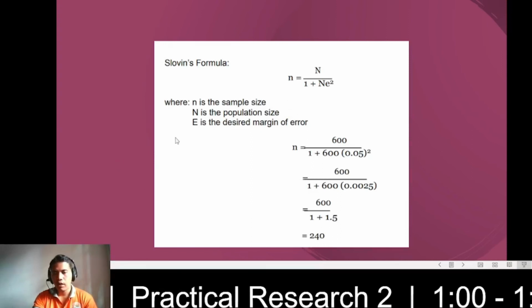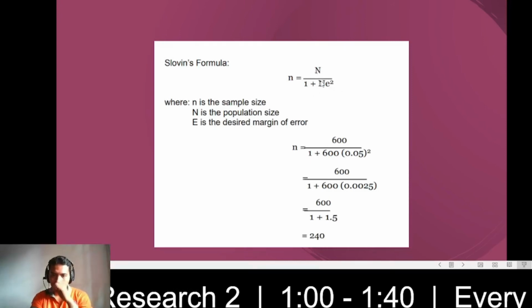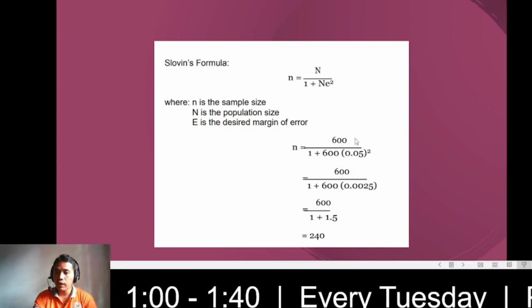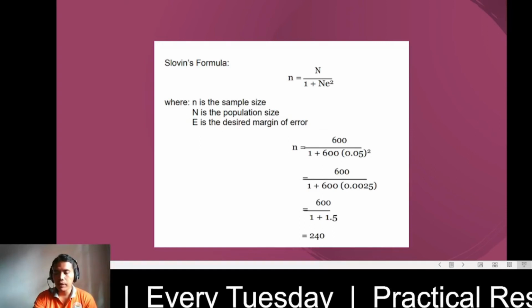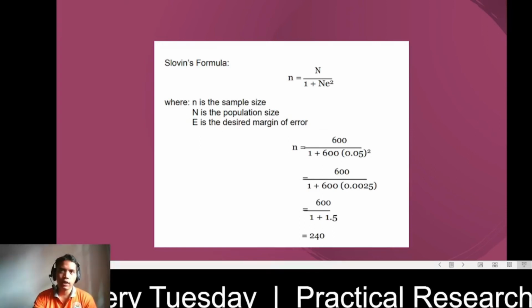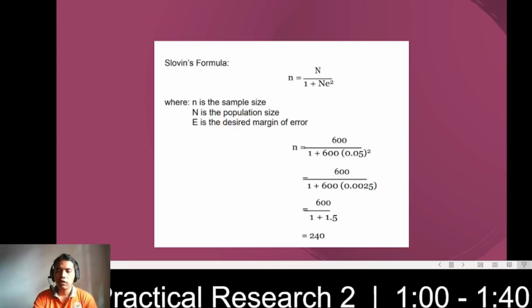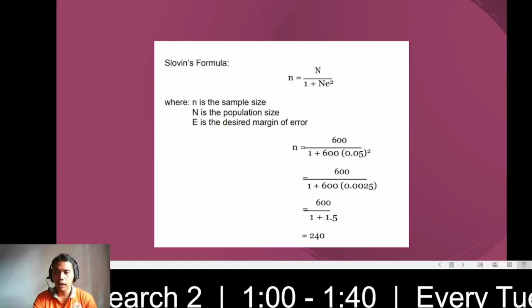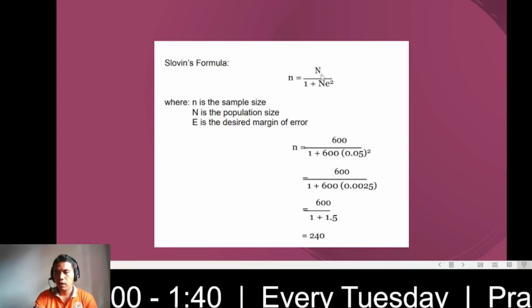This is just the same. Okay, this is from your module. So we have N. Kaya yung N is 600. Given na po yung 600. Okay, for example, magre-research kayo, dapat yung malaman kung ilan yung population. Let's just say, nare-research nyo yung buong school. So, magtatanong kayo sa registrar, sino mang personnel na alam, ilan ba lahat ng estudyante sa school nyo. Ito yung number of population. Okay? Which will be 600.